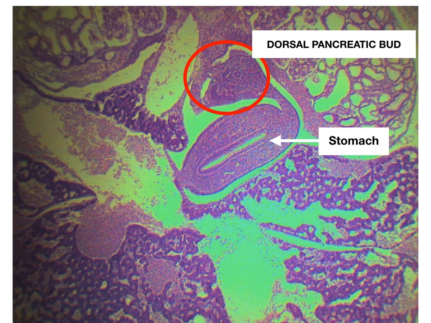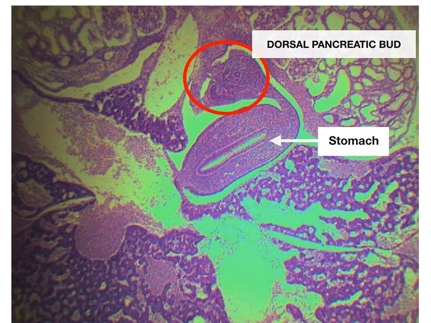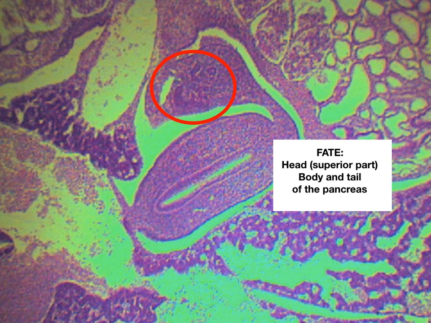In this slide, we have seen this again, the developing stomach, that is our landmark. The red circle is the dorsal pancreatic bud. This dorsal pancreatic bud, the fate of which is the superior part of the head, the body, and tail of the pancreas.